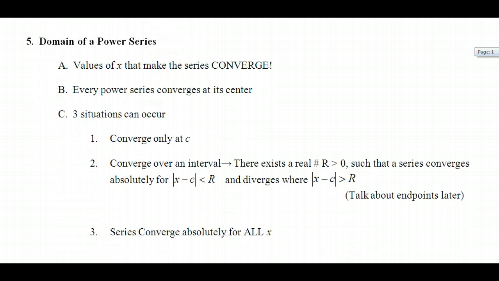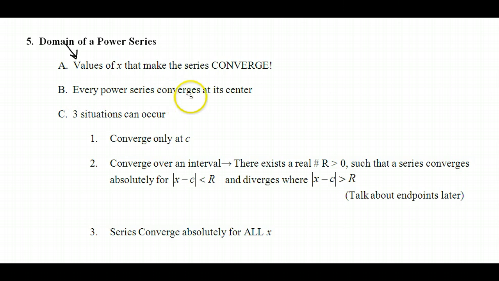Moving on, rather quickly to start here, the domain of our power series is what we want to figure out. Your domain is the values of x that make the series converge. So that's what your domain is going to be. We want our series to converge, and we have to find the specific numbers where they're going to converge.